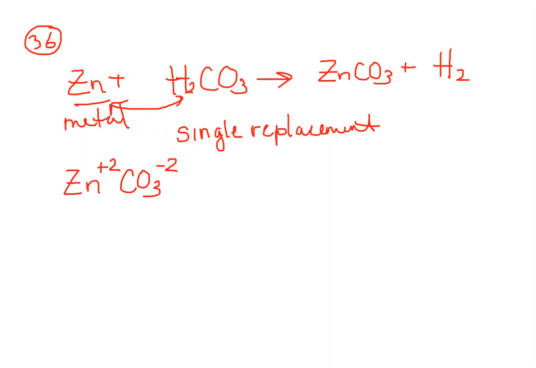Don't forget that. So then you need to make sure that it's all balanced. And it actually is all balanced already. 1 zinc, 2 hydrogen, and 1 C, 1 C, 3 O, 3 O. So everything's balanced, and our coefficients are just 1, 1, 1, 1. Okay, 36 is that.